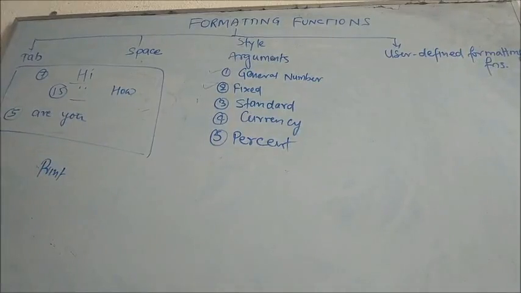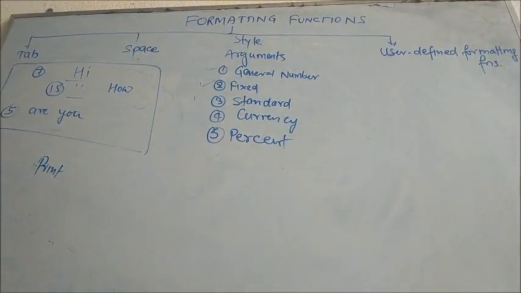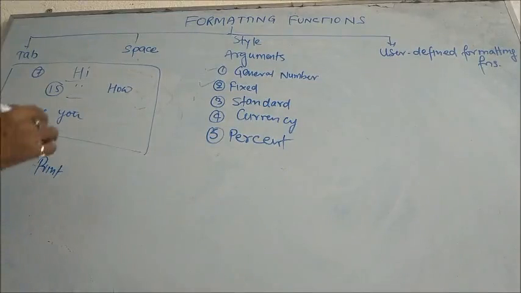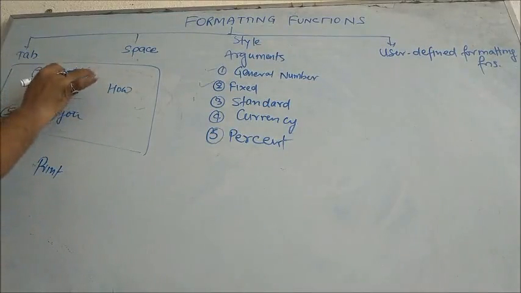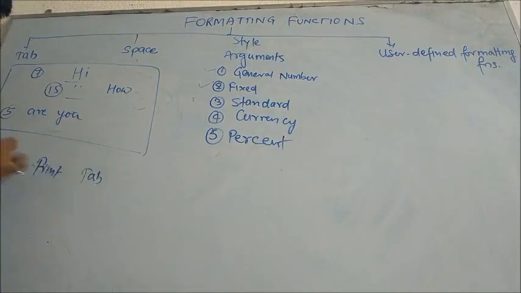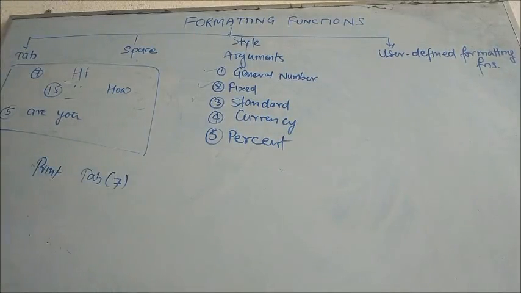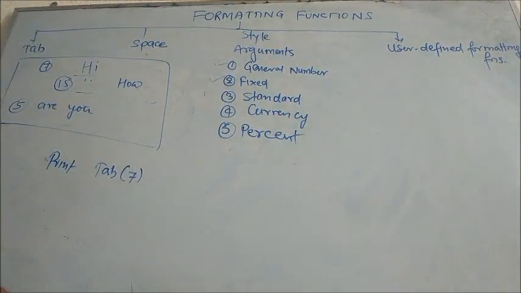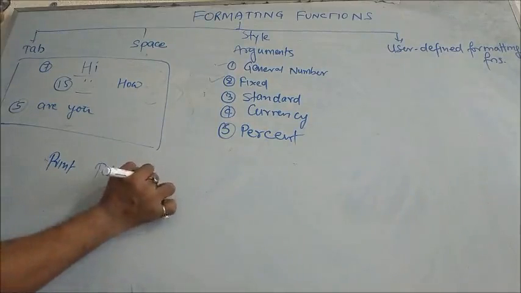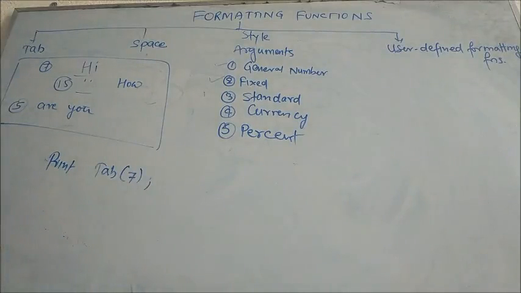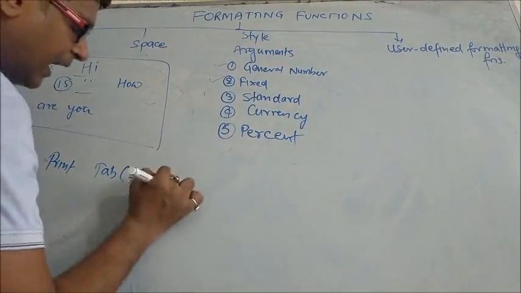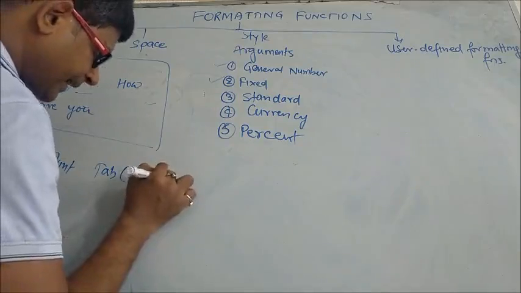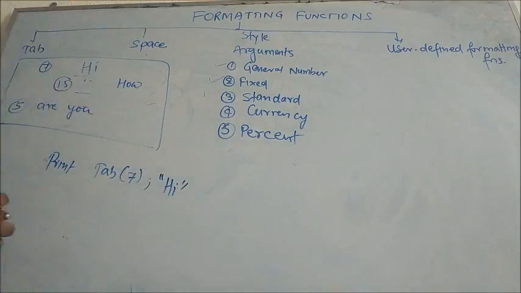Then print, and first of all, hi is written after the 7th space. So I will take tab 7. After tab 7, I will put a semicolon, and after the semicolon I want the character hi. So I will put hi, enclosed in double quotes. After that, a semicolon, right? Okay.